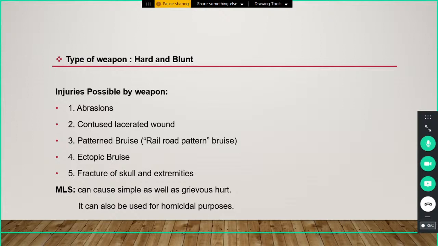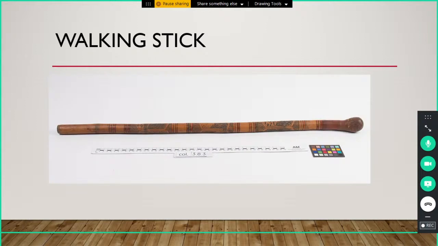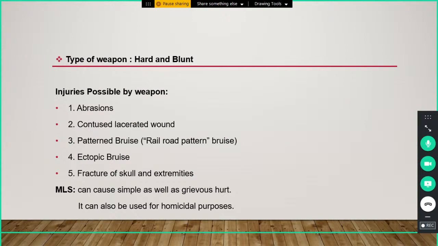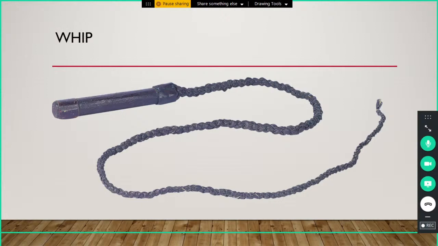Ectopic bruise means when the bruise is produced on a part of the body other than the part where the hit is. Fracture of skull and extremities. MLS. What do we mean by MLS? This word you'll be hearing all the way: medico-legal significance. All these objects and weapons can cause simple and grievous hurt, and can also be used for homicidal purposes.